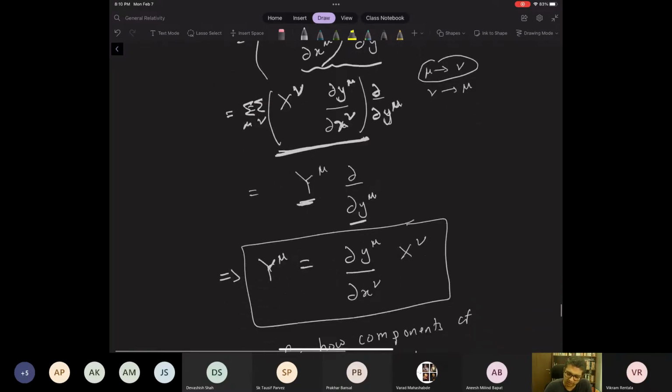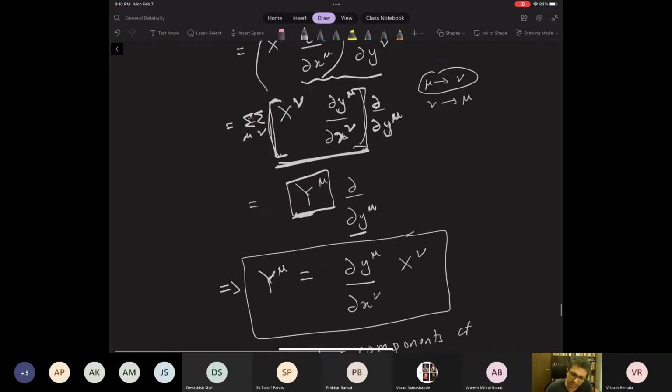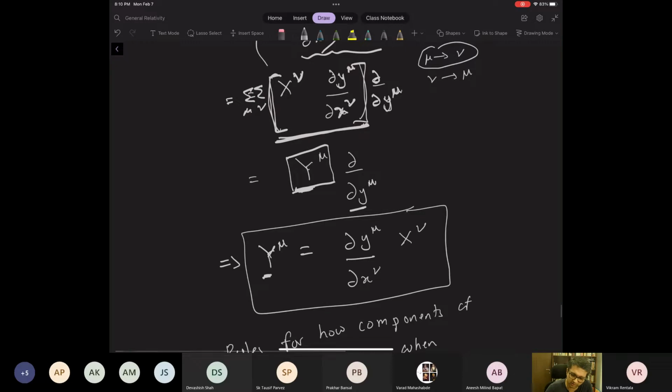And so therefore I have an expression for the new basis coefficients, the new vector coefficients in the new basis, and I can relate them to what they were in the old basis. So y mu is just partial y mu partial x nu times x nu. It's a very simple transformation rule to relate the vector coefficients in the new basis to the vector coefficients in the old basis. It's the same vector just expressed in a different basis.